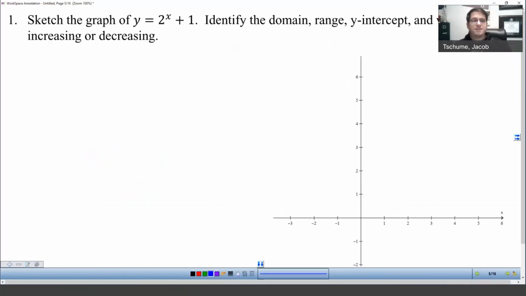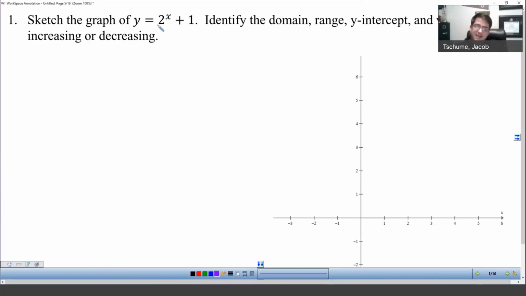So let's do a couple of practice problems from algebra. If I give you the function y equals 2 raised to the x plus 1, I want you to sketch this graph, and then can you identify the domain, the range, the y-intercept, and whether it's an increasing or decreasing function? Now, we're actually going to be able to answer the last question first because that's how I base all my exponential functions.